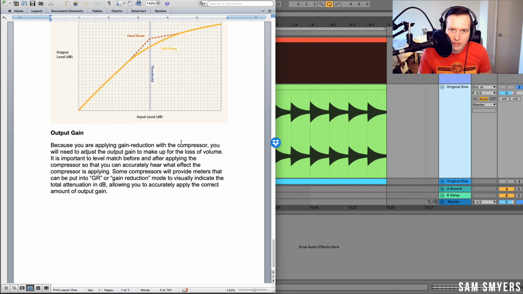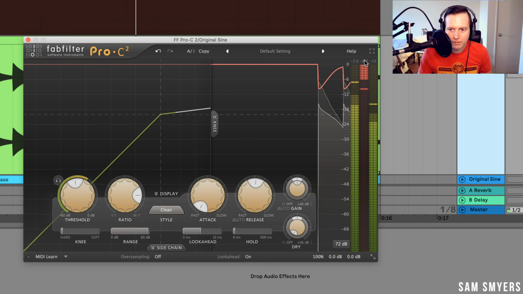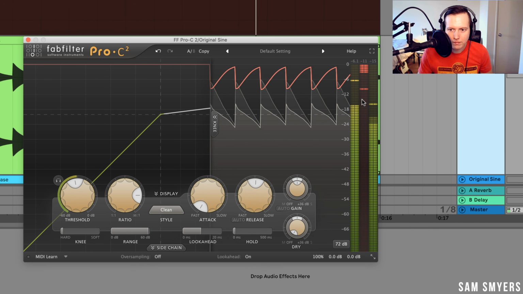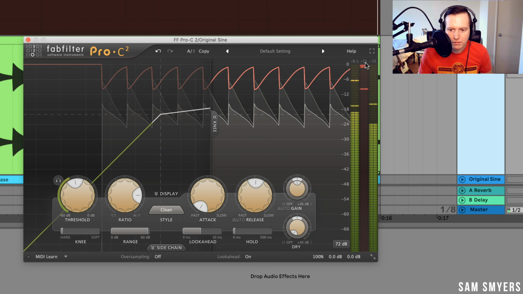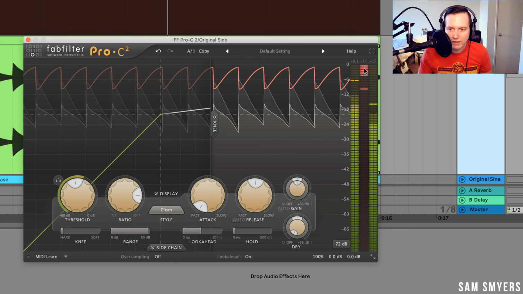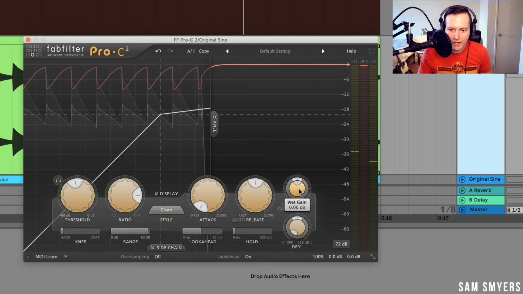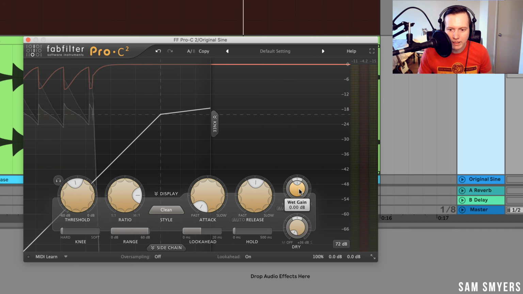Let's take a look at our compressor. Let me set the threshold to -20 dB. Ratio is set to 8:1. And take a look at this meter, and we will see how much gain reduction is being applied. So we see it's -11 dB. What I'm going to do is add 11 dB to the output gain, which in this compressor is called wet gain.